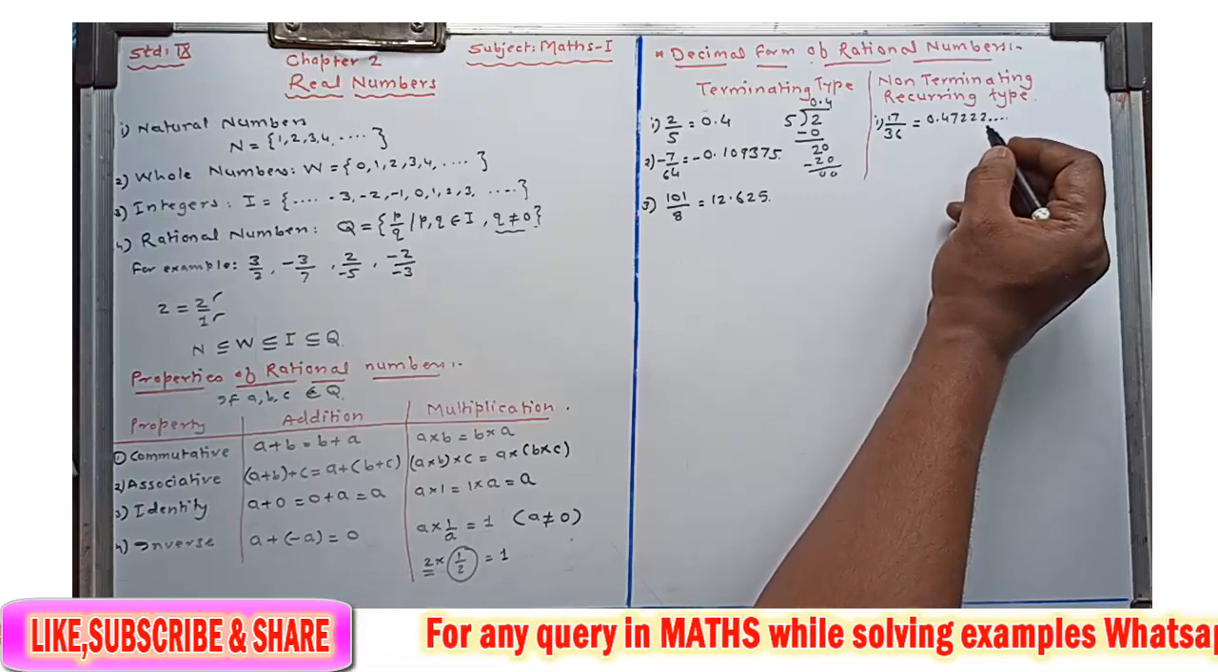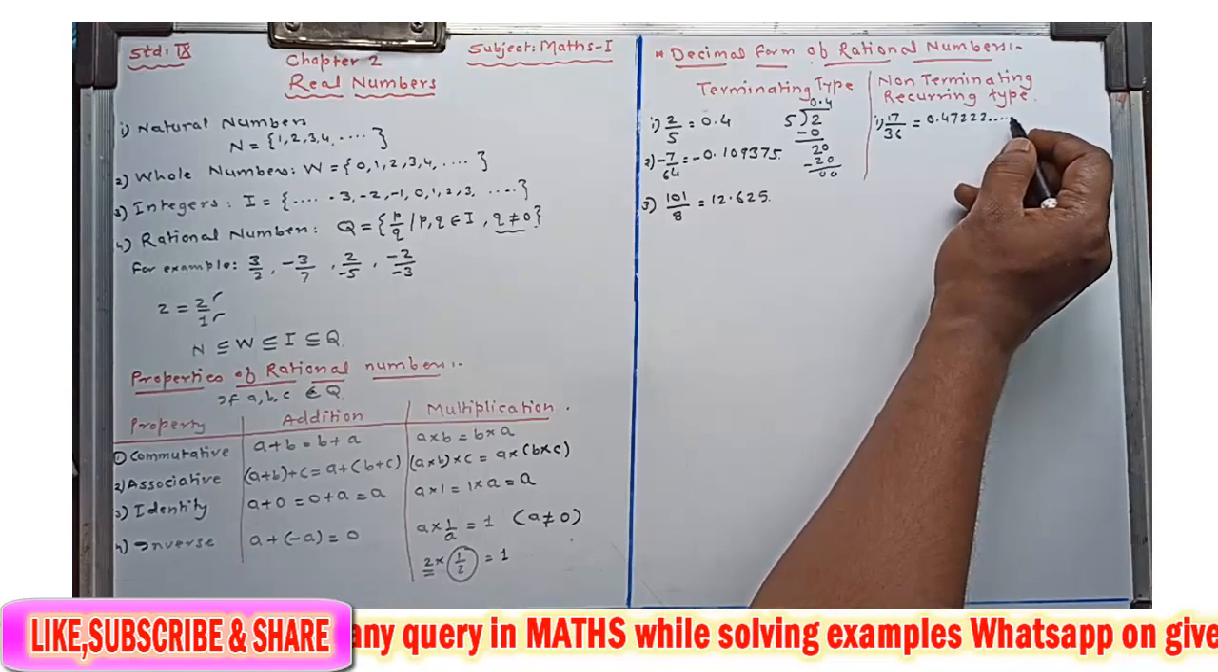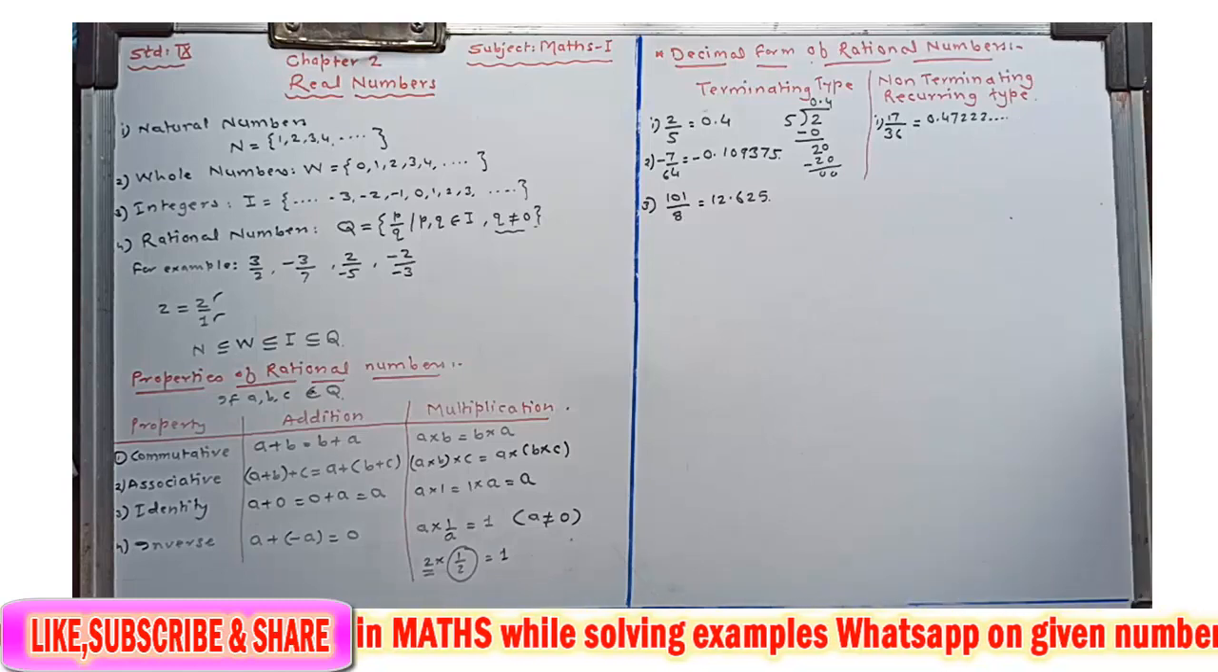then it is called recurring type. It is called a recurring type, and here the division continues infinitely.